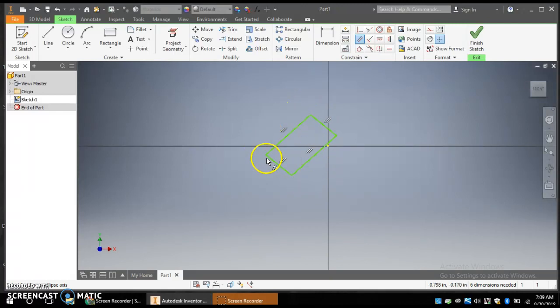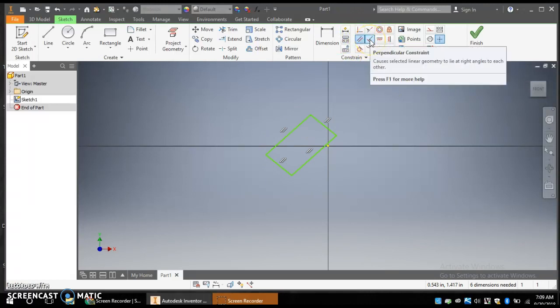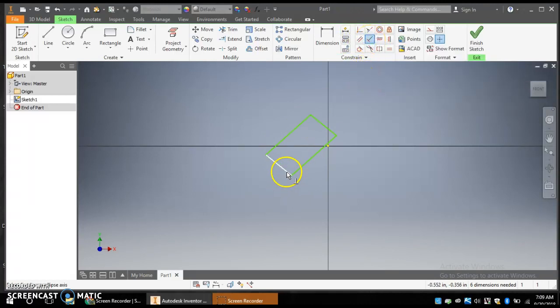Next thing we know about a square here is all sides are 90 degrees. So now that they're parallel, I'm going to make one angle perpendicular. So we're going to go perpendicular constraint. And we're going to stick these two together to be perpendicular. So if that's 90, this has to be 90 all the way around because we have parallel sides.